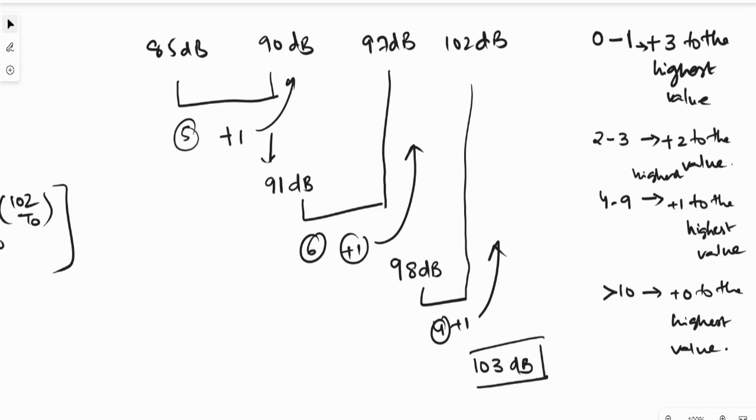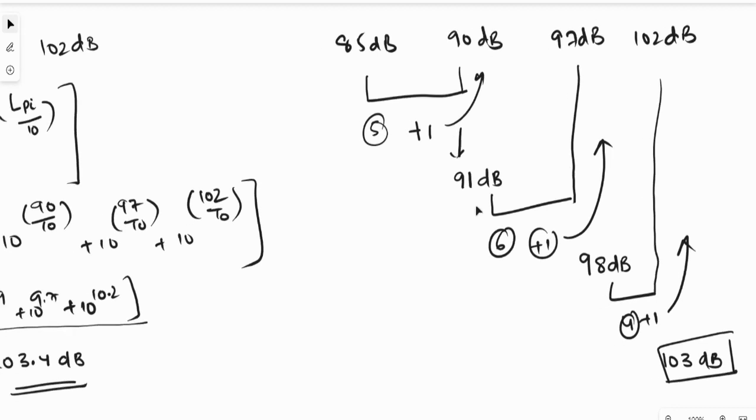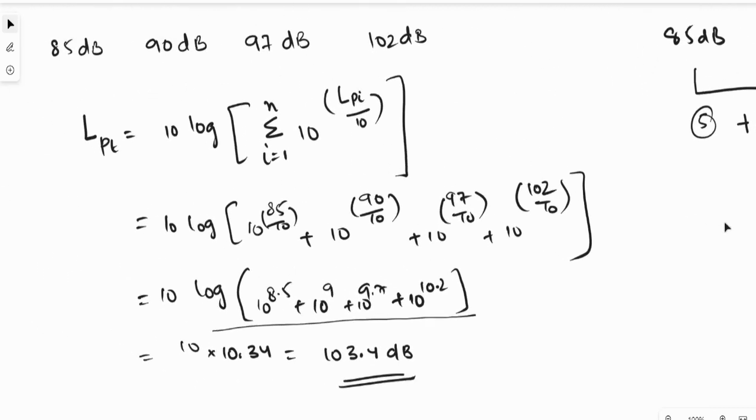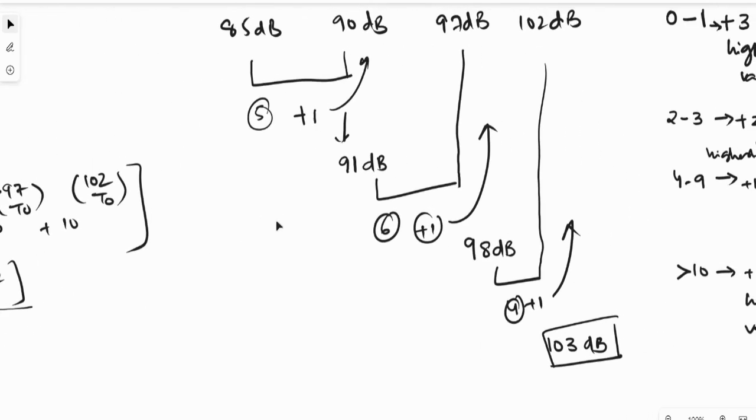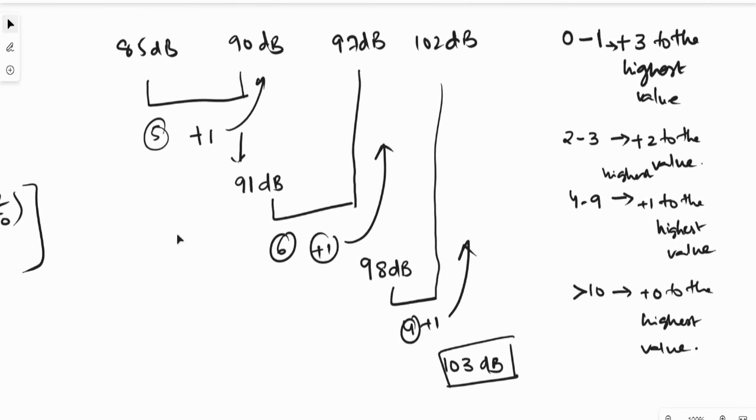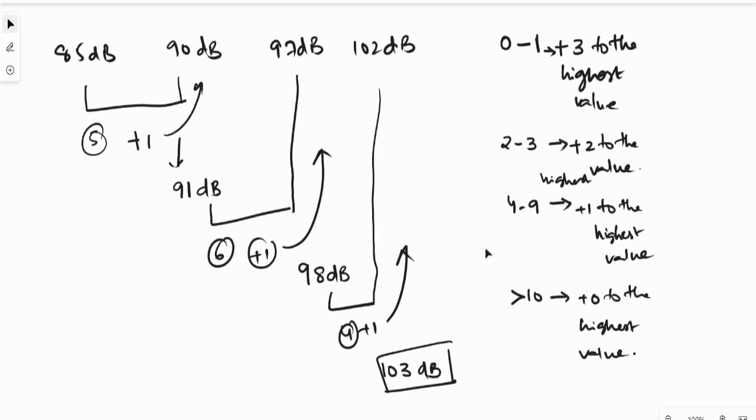Okay, see, in our previous logarithmic approach, we got 103.4. If you round that number, it is 103 decibels. So more or less, this is a very accurate way of finding the cumulative noise level in a certain area. See, normally now we know the easiest way of finding noise. Now we know the TWA.